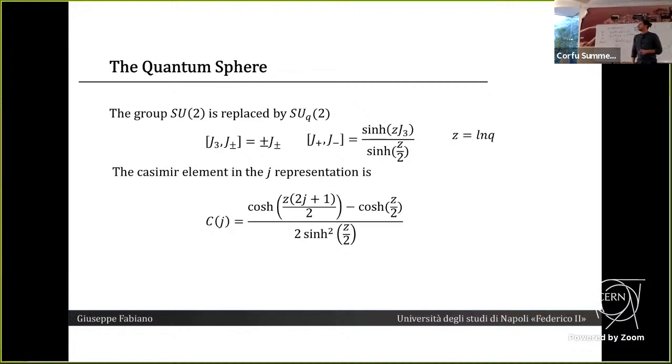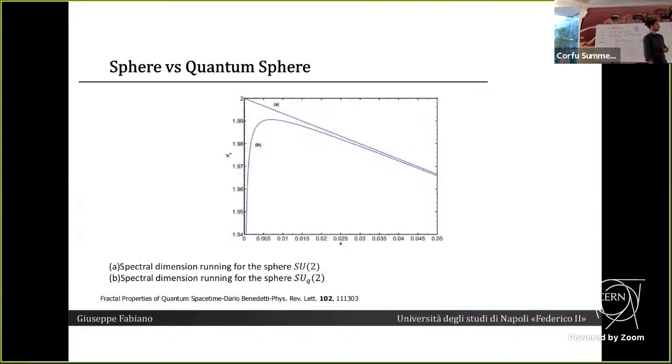In order to complete this deformation of the sphere, we also have to consider a deformed Casimir element in representation J, which is just one way I've shown here. By repeating the calculation techniques that we have already used for the sphere, we obtain the following result. In the graph labeled A, I've shown the spectral dimension running for the classical sphere, which we have said in the UV is equal to 2, and then in the IR starts going to 0.